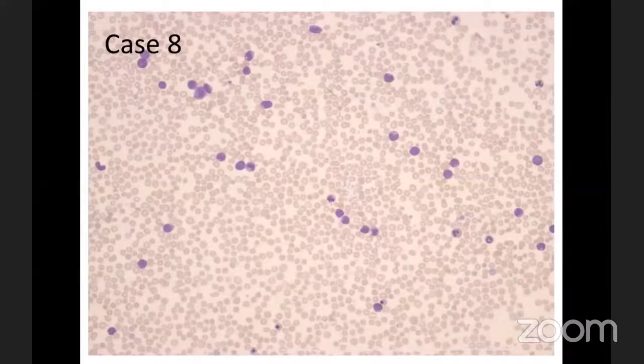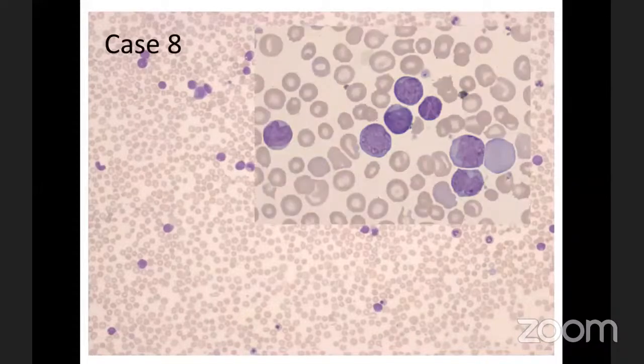This is the morphology. Of course, there is a blast, but there are also mature cells, neutrophils, bands. We have a number of nucleated RBCs, this one, and this one also nucleated RBCs. There is some change in the erythrocytes, and also we have variability in the size, anisocytosis, in the platelets: clumps, giant platelets, large platelets.